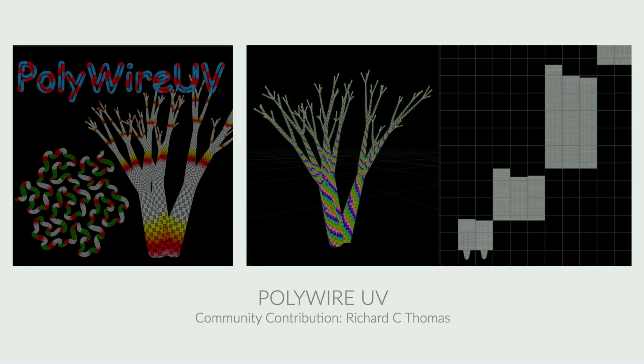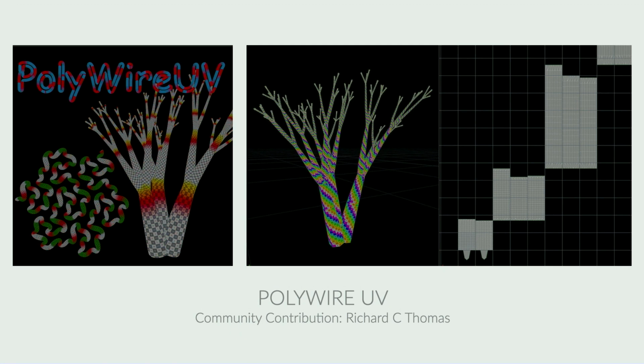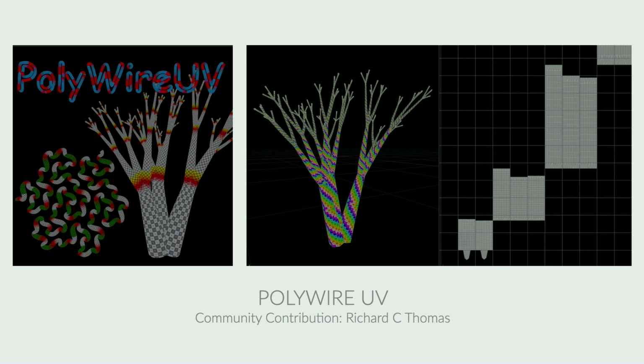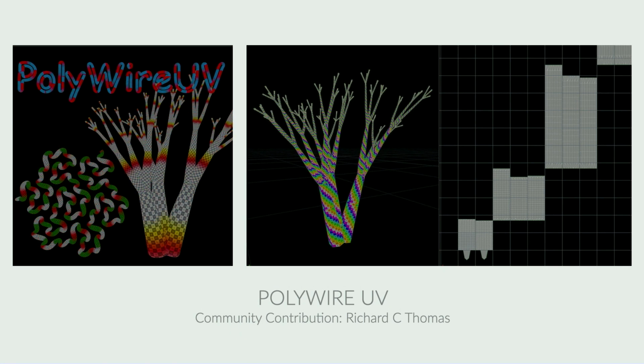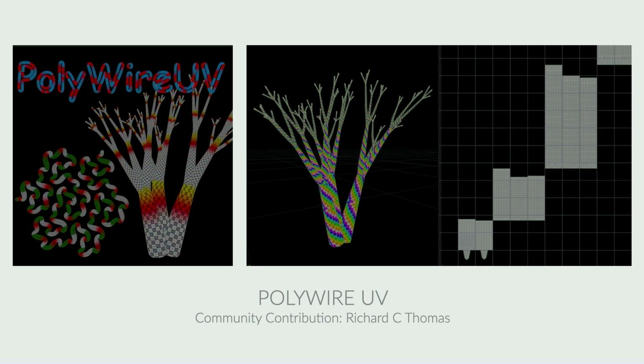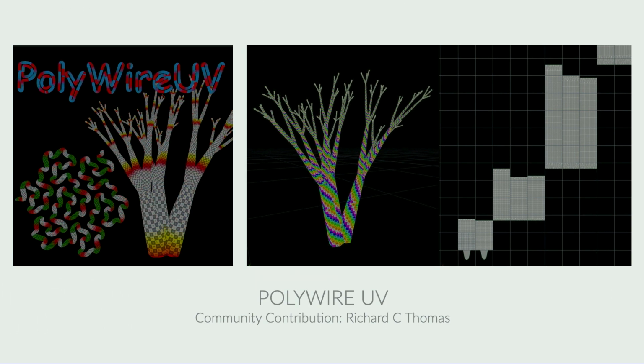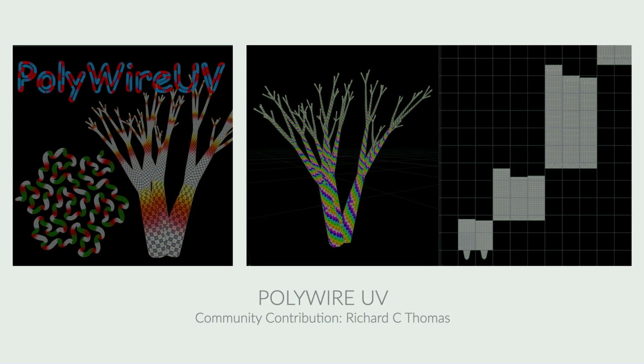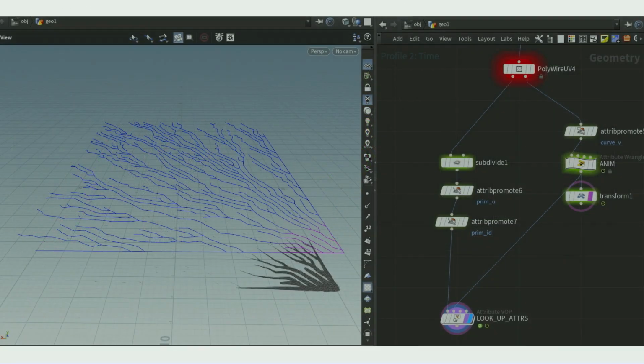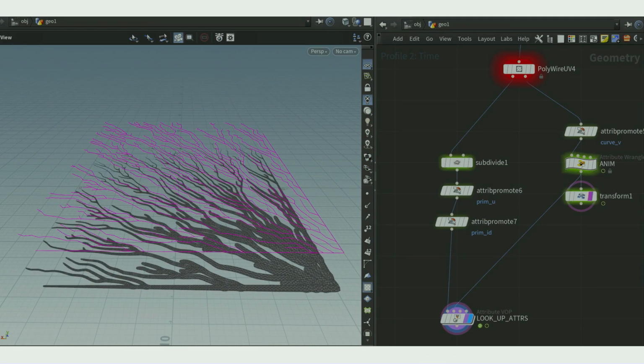The other thing, Polywire UV, again, another community contribution, but designed to create seamless tiling, especially in difficult situations like this branching. You get a much better result using this tool. There's actually a whole suite of UV ones. There's obviously a lot of problems with UVs that need to be solved, so we have a bunch of tools for that kind of thing.